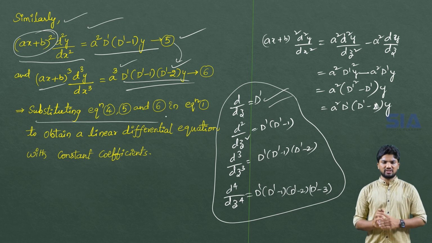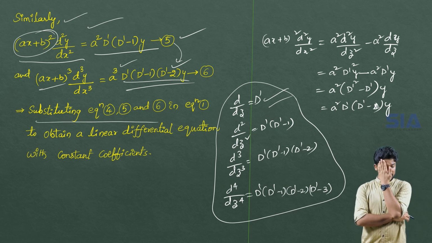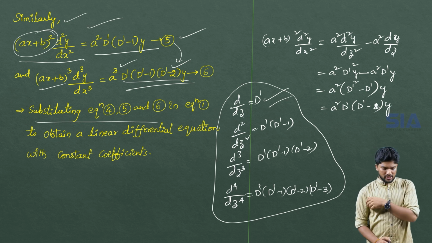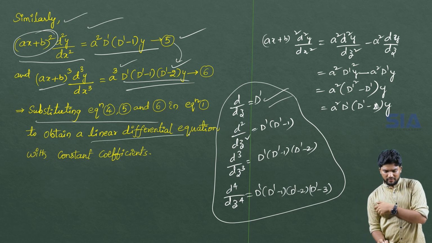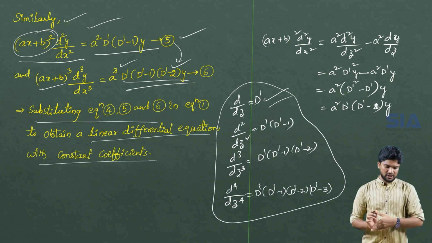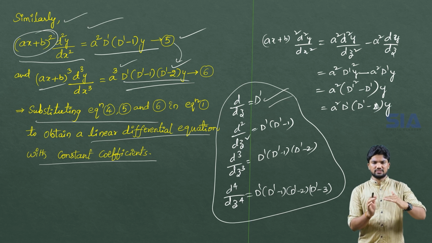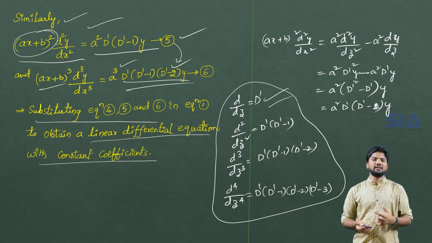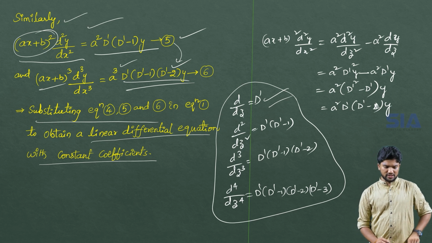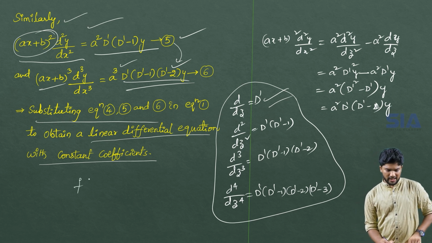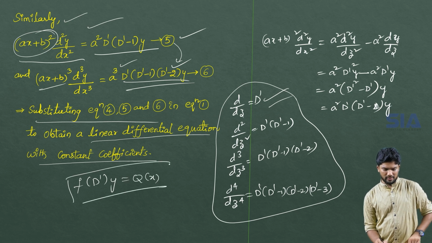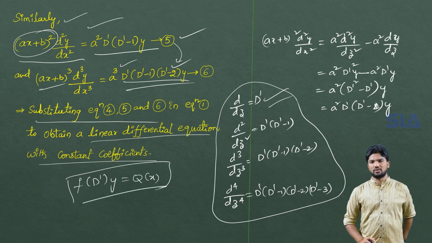Therefore, substituting equation number 4, equation number 5 and equation number 6 in equation number 1, we obtain a linear differential equation with constant coefficients. What is that form? F of D' of y is equal to Q of x. That is the form of the linear differential equation with constant coefficients.